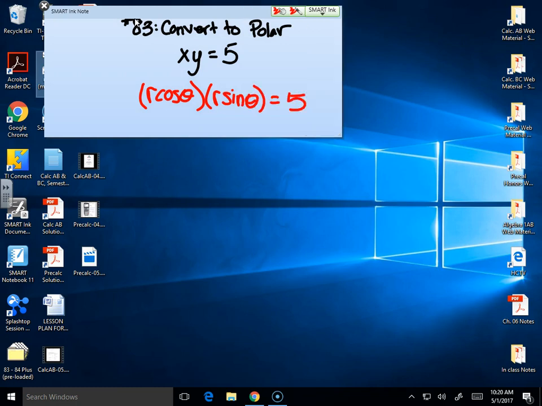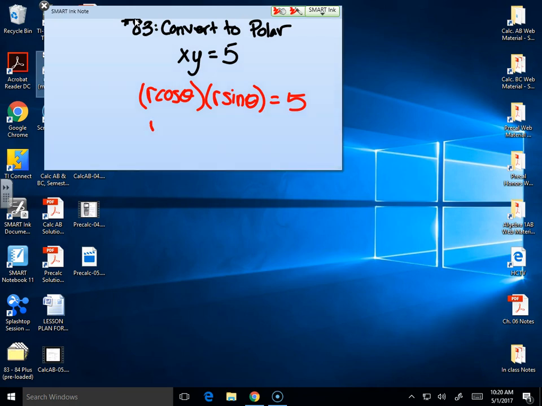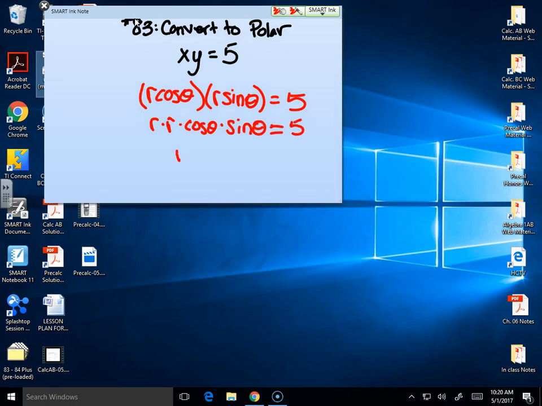Now, the last thing is really just getting r by itself. Right now, I'm going to multiply. There is no distribution, there is no plus or minus. I can just rearrange things and say r times cosine times sine. This is all one big multiplication after multiplication. R times r is r squared.